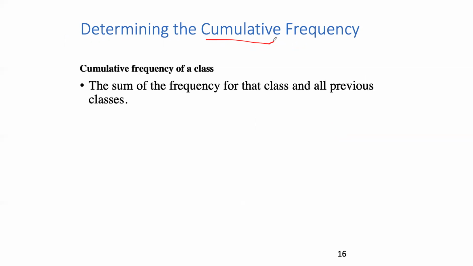The other thing that we might want to calculate is what we call the cumulative frequency. The cumulative frequency, as the name suggests, is essentially telling me at the end of each class, how much of the data have I already seen, right? That's what it tells me. It tells me the sum of the frequency for that class and all the previous classes that have come before. It just is giving me a description of how much of the data has already been seen, right?